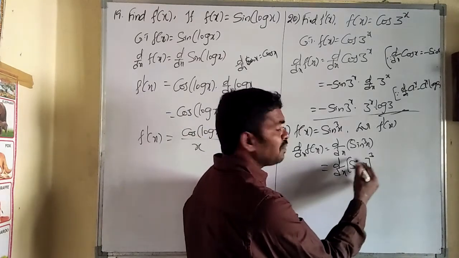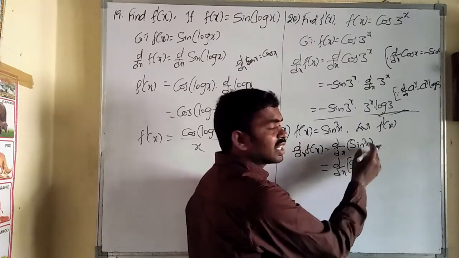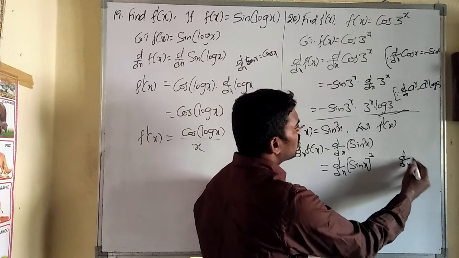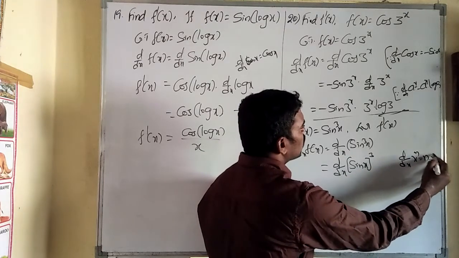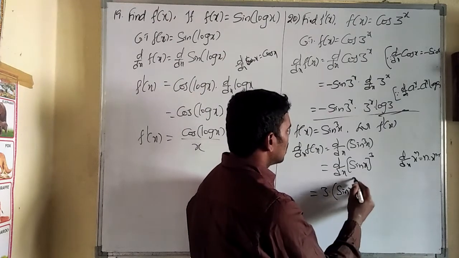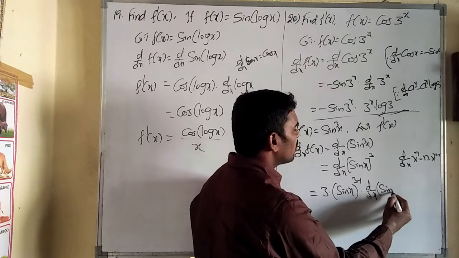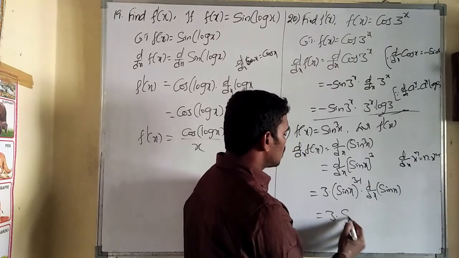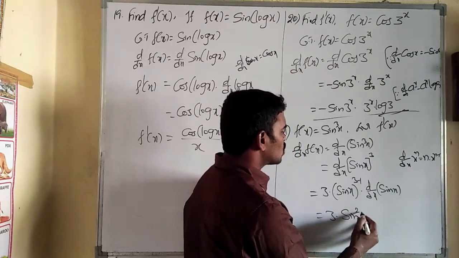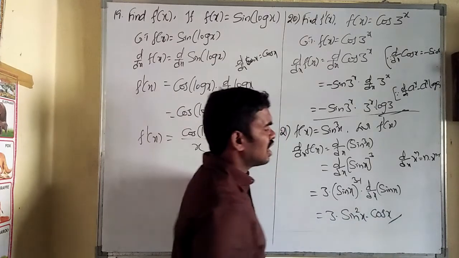Now which formula? Something power 3, in terms of x, so the x power n formula applies. What is that? n into x power n minus 1. So this is equal to 3 into sin x power 3 minus 1 into d by dx of sin x. Very good. So this is equal to 3 into sin power 3 minus 1, which is 2, sin square x into the derivative of sin x, which is cos x. So this is the answer.